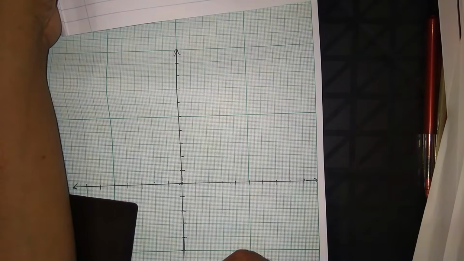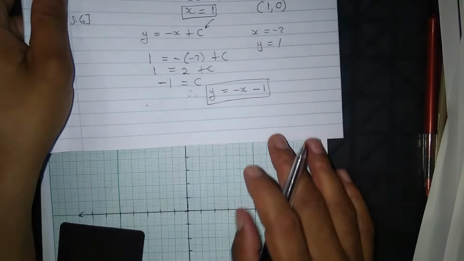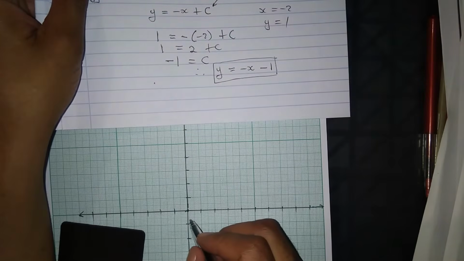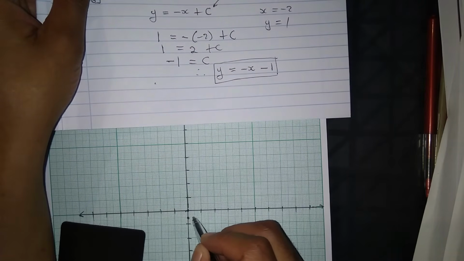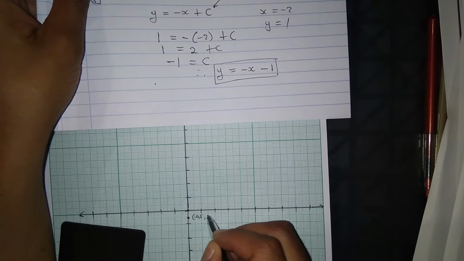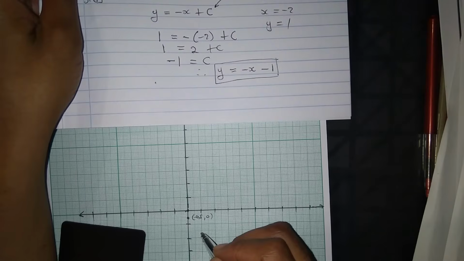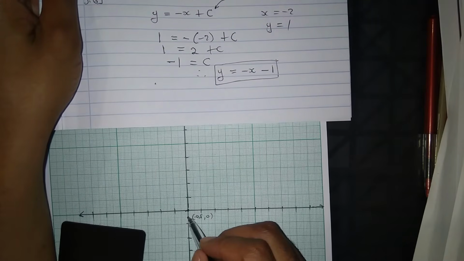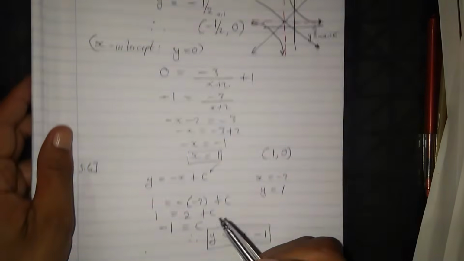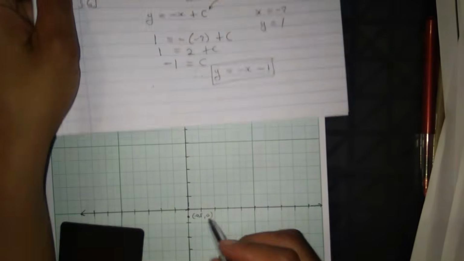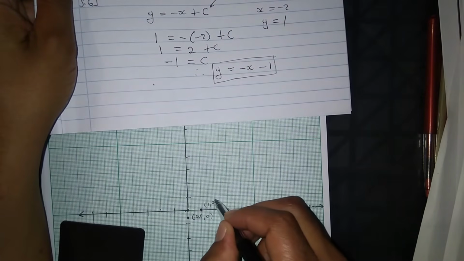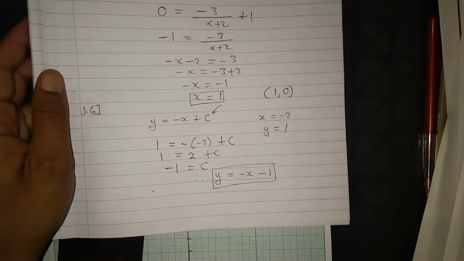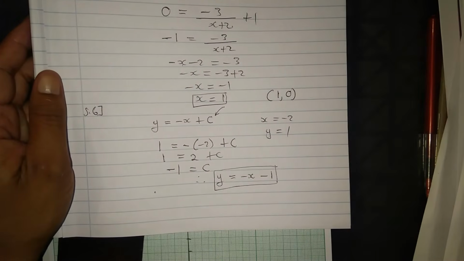So I think that's the marking there. All right, so the first point, who is it? -0.5. It's -0.5 and 0. This is the y-intercept here. The x-intercept is 1 and 0. 1 and 0 here. 1 and 0. And then what else?